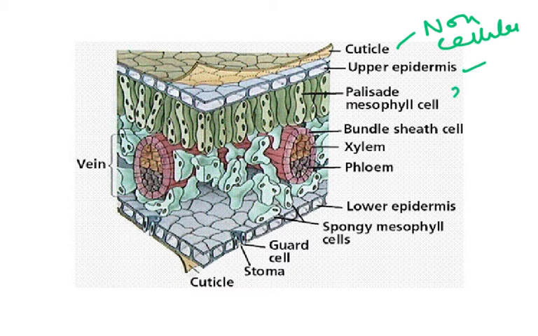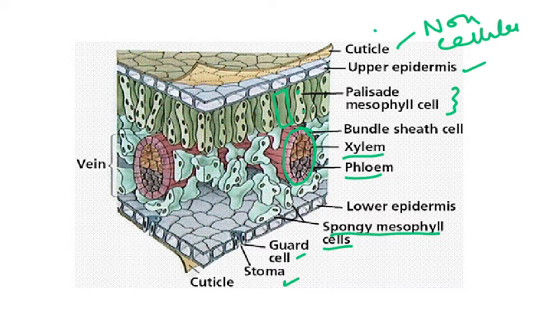And then we have the palisade mesophyll. Now these palisade mesophyll cells are rectangular, and these have lots and lots of chloroplasts in them. And then we have the xylem and the phloem, which of course constitutes the whole vascular bundles. And then we have the spongy mesophyll cells. And then the guard cells, and the stoma, which is the opening.